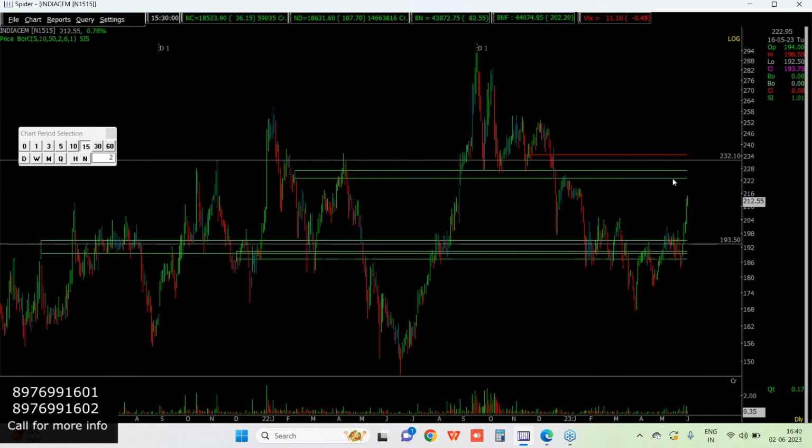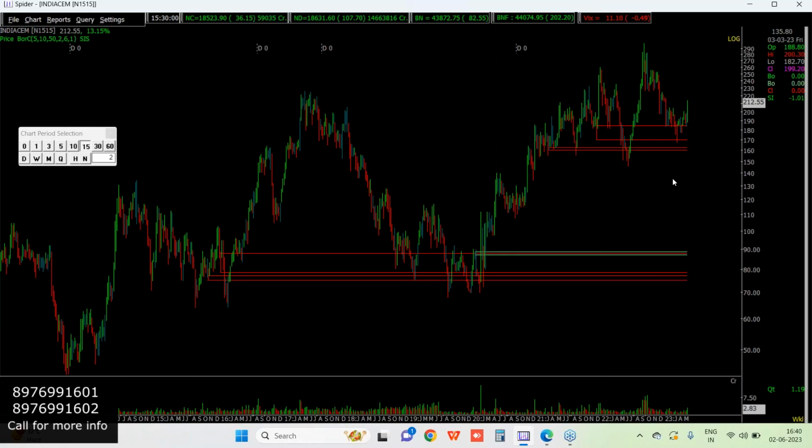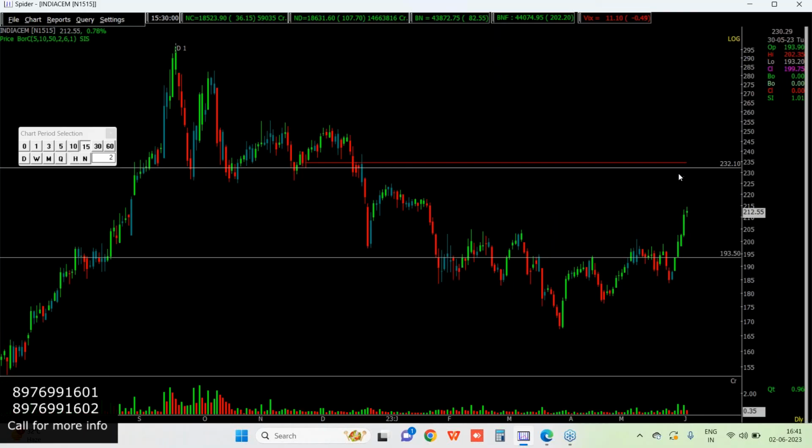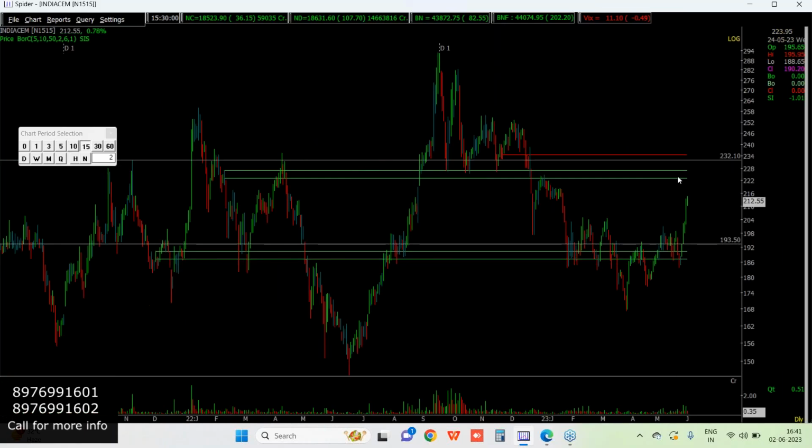Now, if someone wanted to see the weekly, he can press W and you can see here. The stock is already at the bottom on the weekly support. Then definitely this will move up, and at least as we discussed on a daily chart, this will move to 222 or 223 because there is a resistance over there. Okay, so this is India Cement.